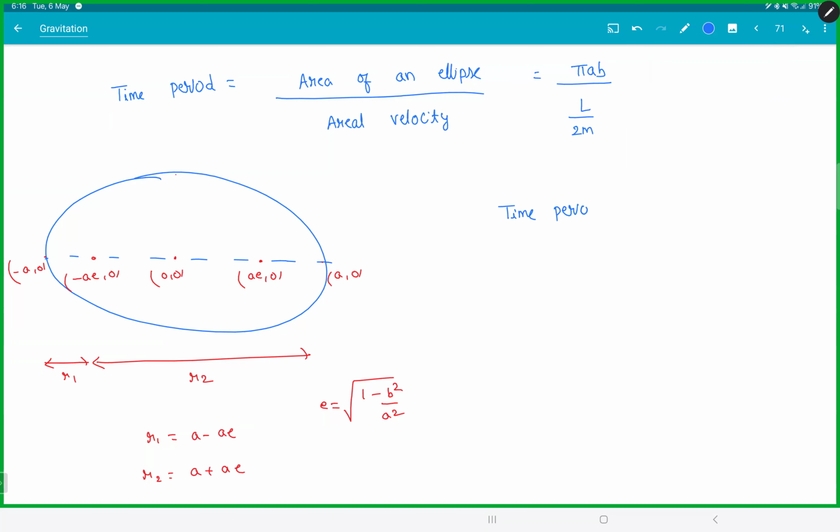Basically, you need to eliminate the B value and the D value, and get everything in terms of R1 and R2. You will end up with the time period being 2 pi root GM times (R1 plus R2) whole power 3 by 2. This is what you get as the time period.